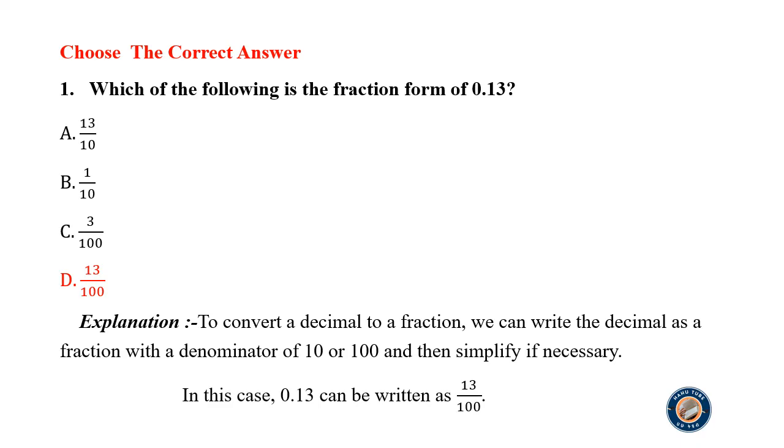To convert a decimal to a fraction, we can write the decimal as a fraction with a denominator of 10 or 100, and then simplify if necessary. In this case, 0.13 can be written as 13 over 100.